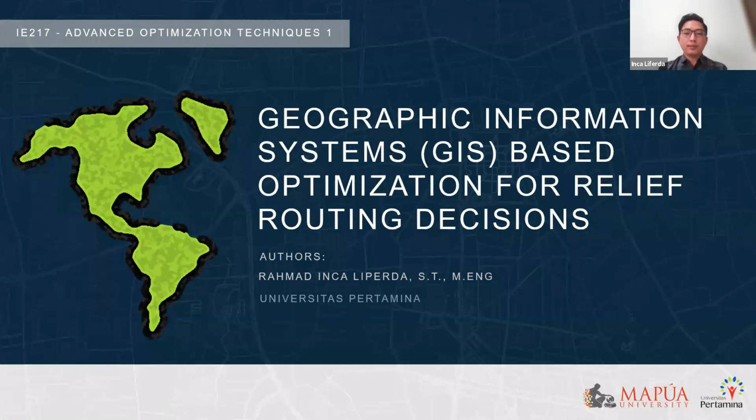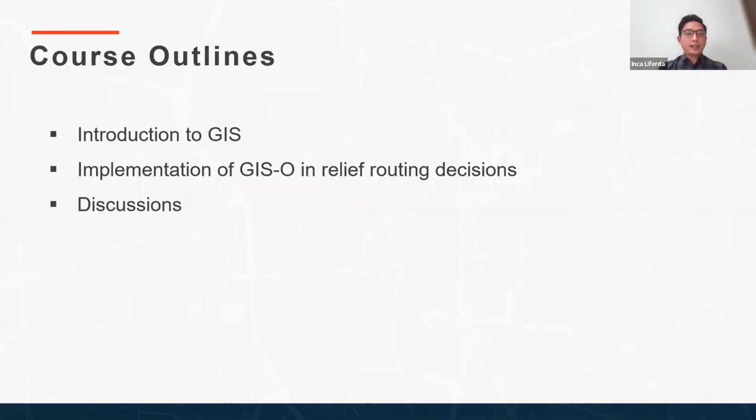That is implemented for the relief routing decisions. There are three main outlines this morning, I think. The first one is about the introduction to getting to know the geographic information systems, and the next one, here we're going to learn about the implementation of GIS-based optimization, and especially in the relief routing decisions.